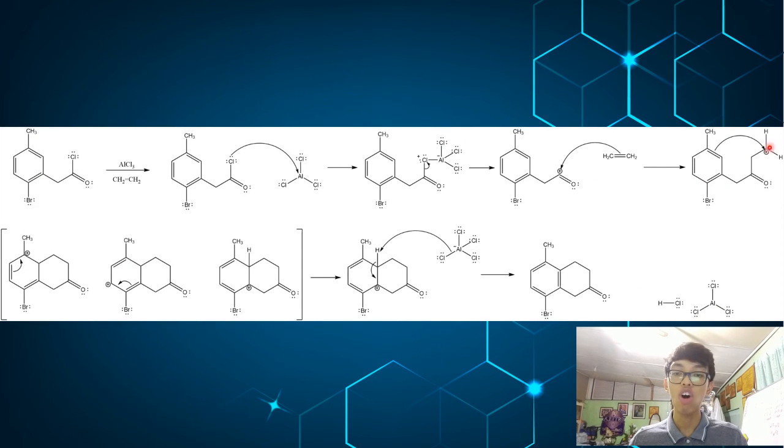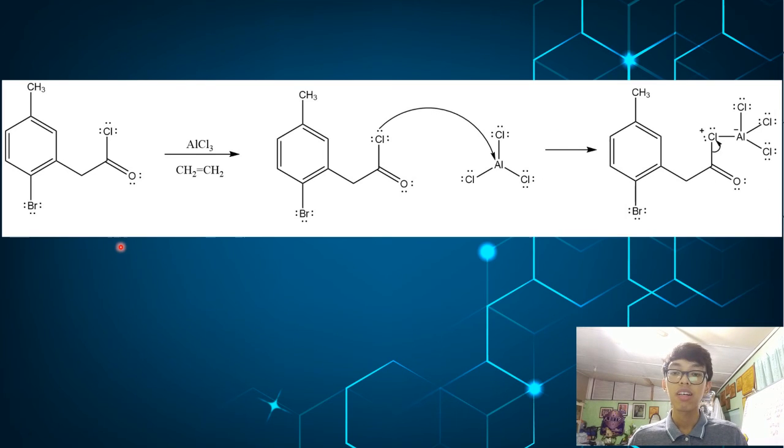Now this is the overall mechanism, and again, we would divide this into more easily digestible parts so that we could easily understand. Now, from here, it was treated with aluminum chloride and an alkene. So, one would notice that this would undergo a Friedel-Crafts acylation.